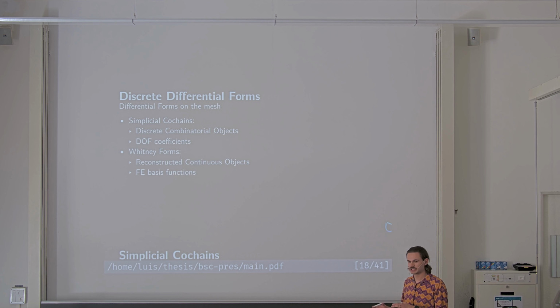So instead of having differential forms on the continuous manifold, we now have differential forms on the simplicial complex, and these come basically in 2 flavors. One is simplicial cochains, which are the primary discrete objects we obtain if we take a continuous differential form and then we discretize it. But if we go the other way, if we have a simplicial cochain and want to reconstruct continuous differential forms, then we will always obtain Whitney forms. And these Whitney forms are basically the elements of our finite element space.